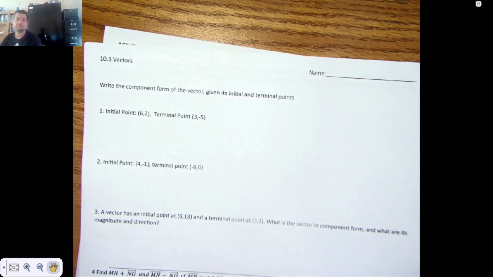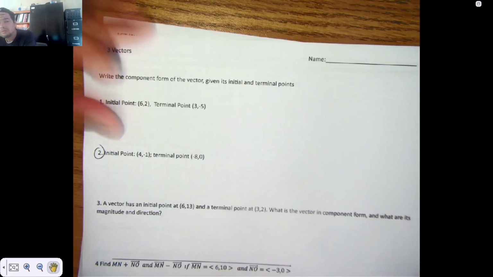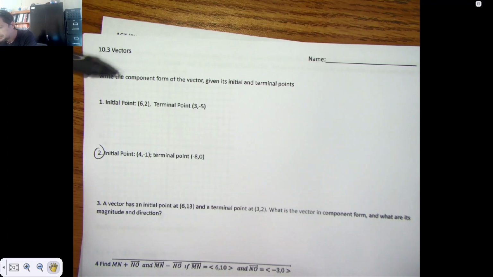I've got about 15 minutes before my next classes start, so let's go through and do some homework. I'll probably give this out Tuesday or Wednesday. You're supposed to write the component form of this vector given its initial and terminal points. And the idea is really simple.